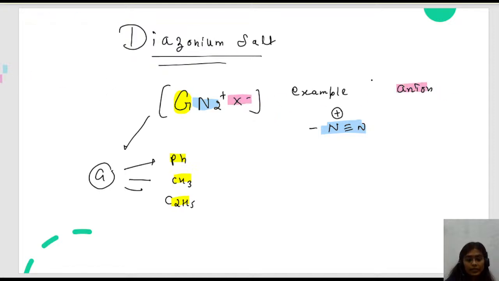In the anion case, it can be chlorine or bromine. It can be NO2 as well. Most of the time we observe bromine and chlorine, but it can be NO2, HSO4 negative, and BF4 negative as well. If you remember some naming reactions from previous classes, in some cases BF4 negative is also connected here. If you don't know, don't worry about this.